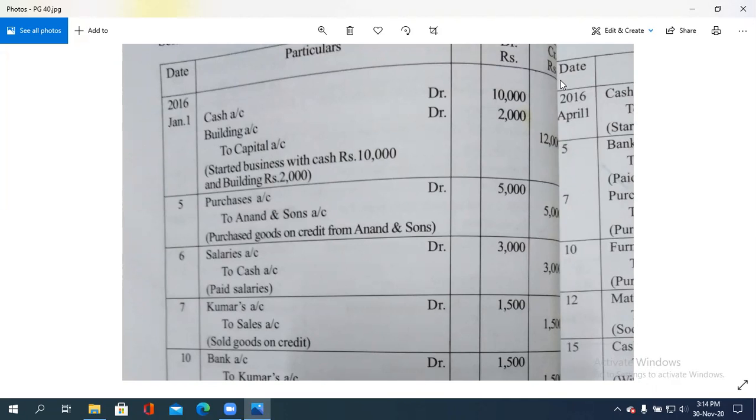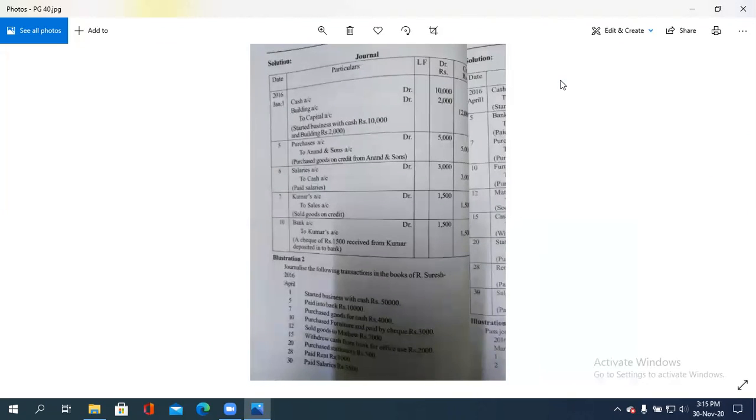Why is it debited? Because cash and building are coming into the business as capital. Why is the capital credited? Because it is an income. So credit all incomes and gains in the nominal account. That is why cash account debit 10,000, building account debit 2,000 to capital 12,000. So that is the first case.